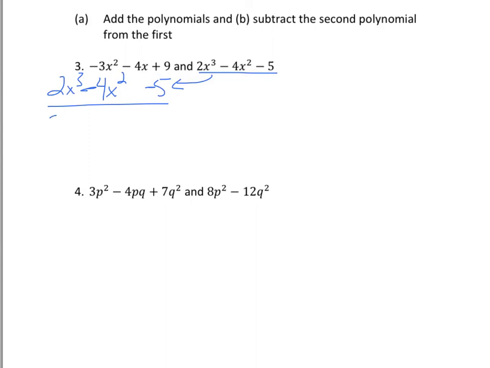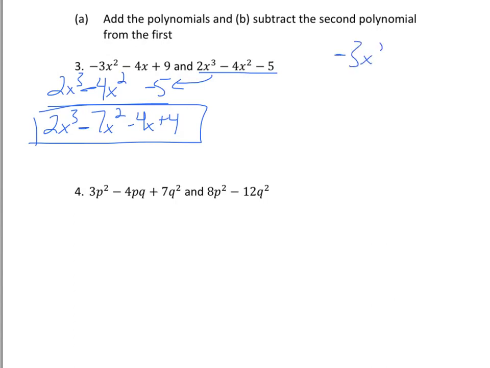Right, so the 2x cubed comes straight down. Negative 3x squared minus 4x squared is negative 7x squared. The minus 4x comes straight down, and 9 minus 5 is 4. So the first polynomial plus second polynomial equals that answer. Now, to do the subtraction, we have negative 3x squared minus 4x plus 9 minus this whole polynomial.